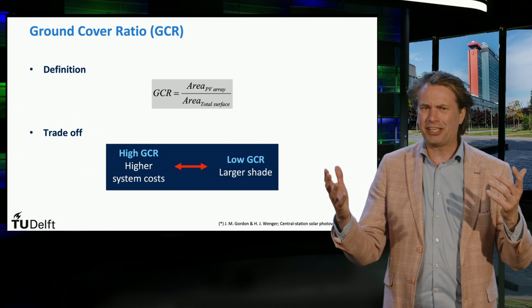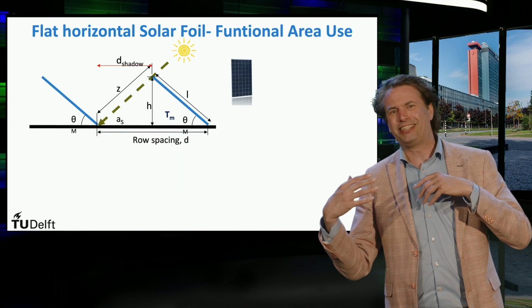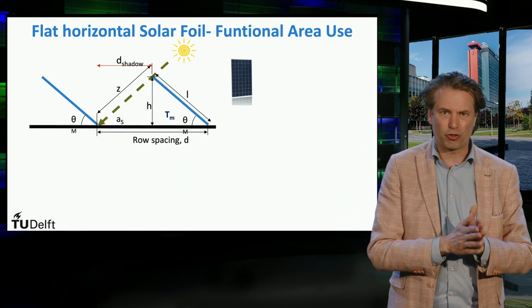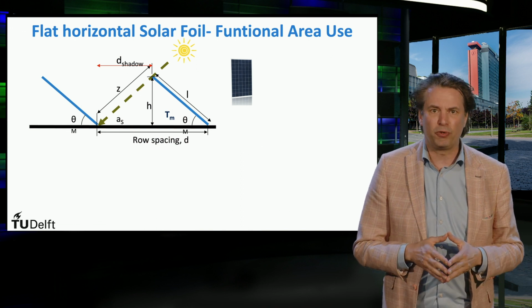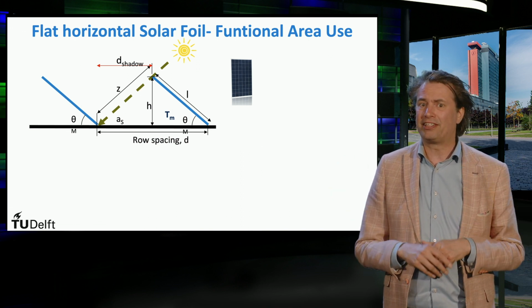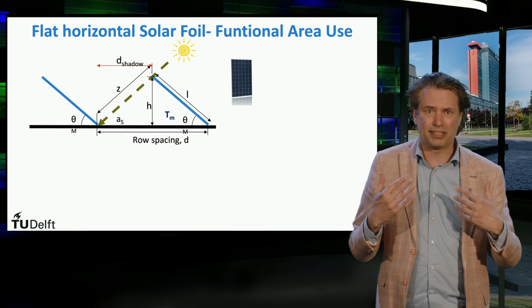The role of an engineer is to find the optimal tilt and ground cover ratio combination for maximizing the output of a system, or in other words, to find the trade-off between the system size and its energy yield.